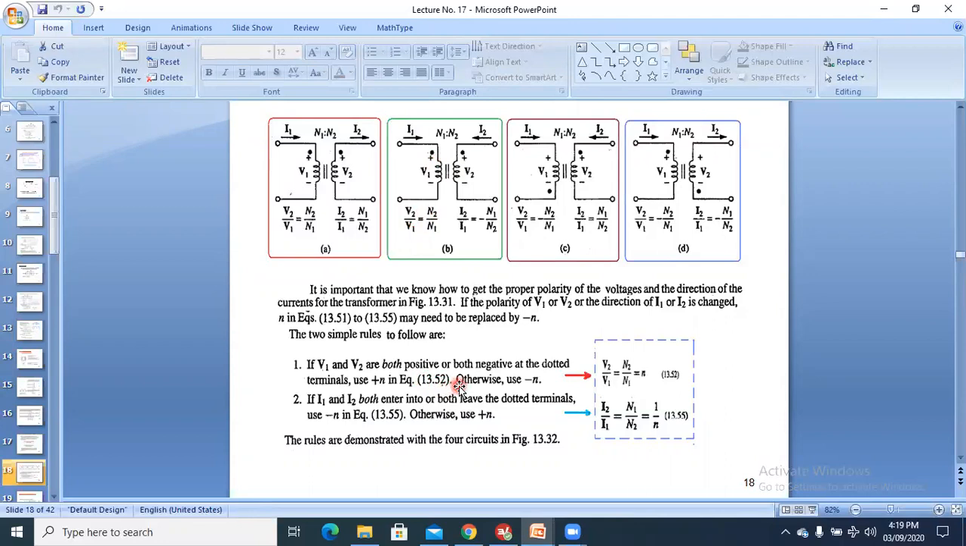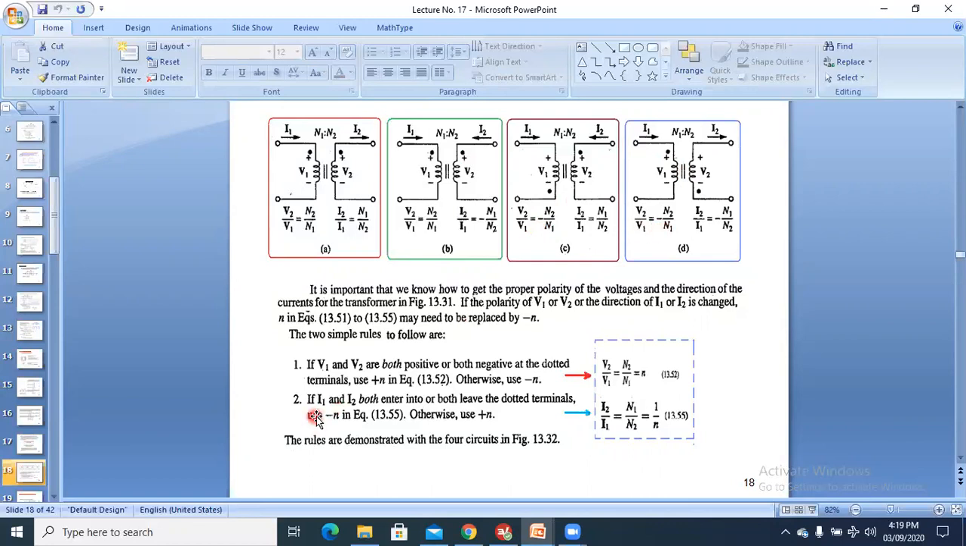And if it's not the case, the polarity at the dots is positive and negative, so the turn ratio is minus n.